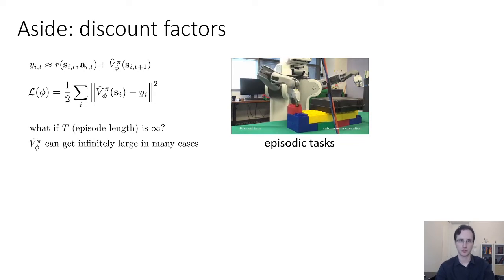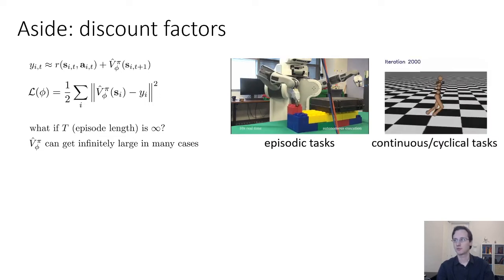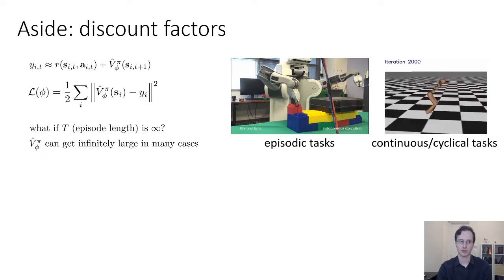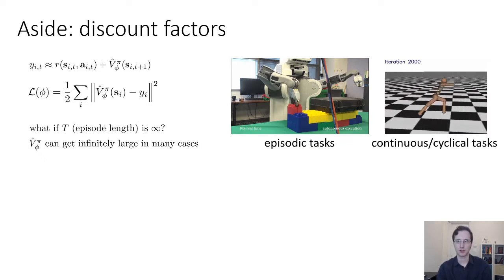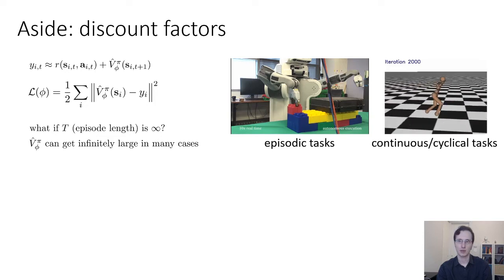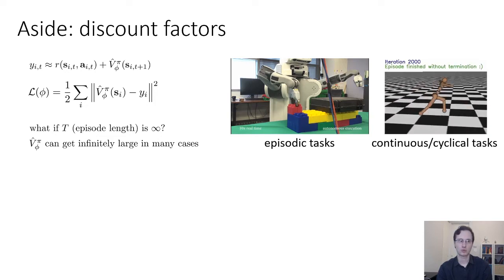Episodic tasks are fairly common in some settings, like this robotics task here. But we could have an infinite horizon, a continuous or cyclic task, like this running task, or we might simply want to use the same value function for all time steps. In these cases, using a bootstrap rule the way that I discussed is liable to lead to some problems. For example, if the rewards are always positive, each time you bootstrap in this way, your value function increases. And eventually your value function might become infinite.